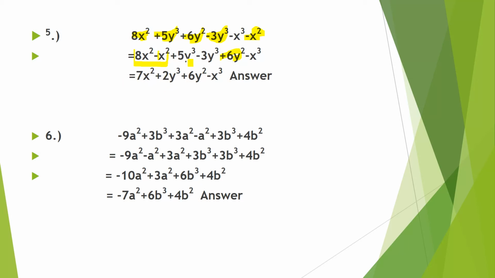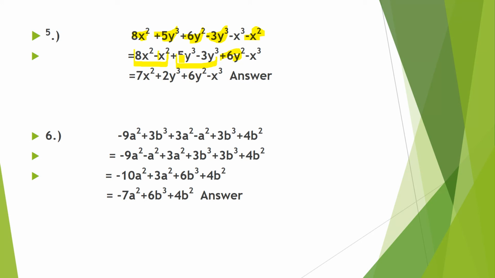Then plus, this is 5y cube minus 3y cube. See, this is cube. And this is square. So we will not add this together because its exponent is different. So 5y cube minus 3y cube. So this is plus, this is minus. Definitely you have to subtract 5 minus 3, 2.